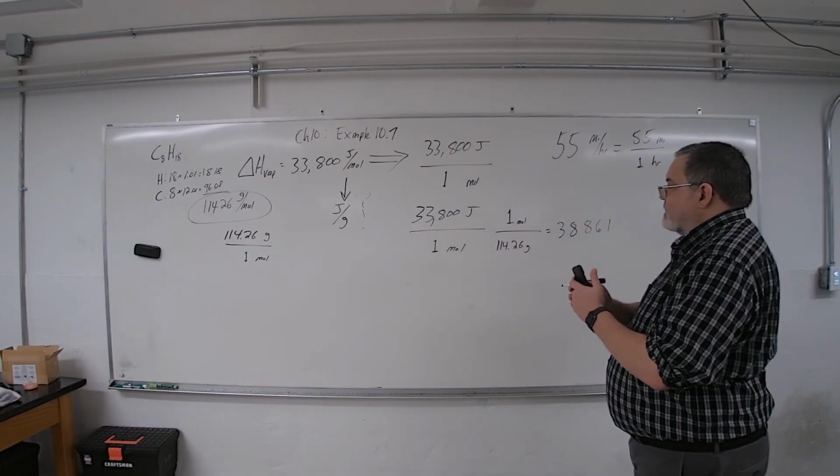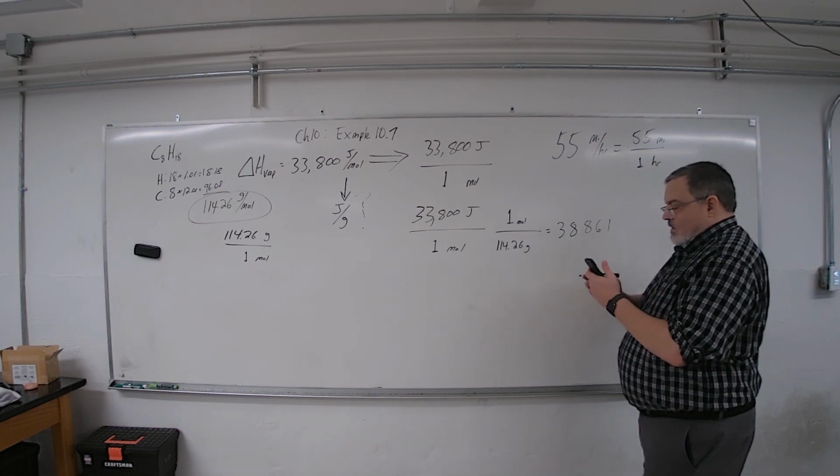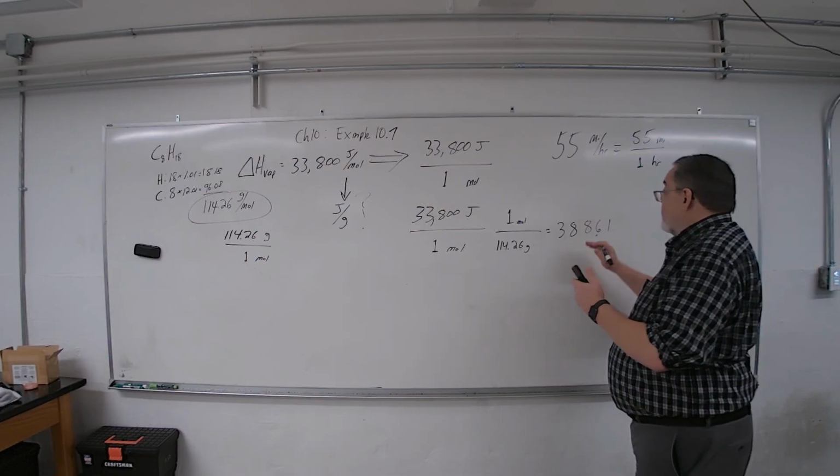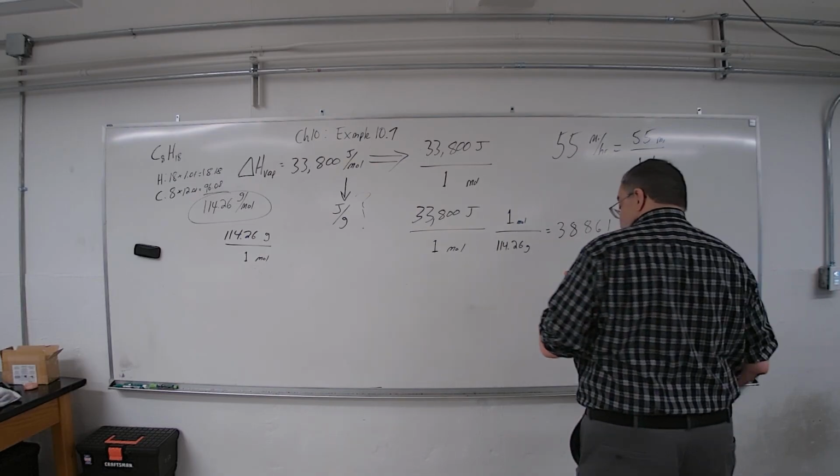There's no way that's 33800 divided by 114.26. Yeah. I don't know what I put in the first time.